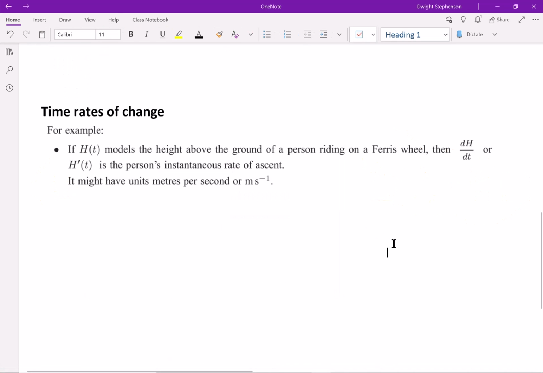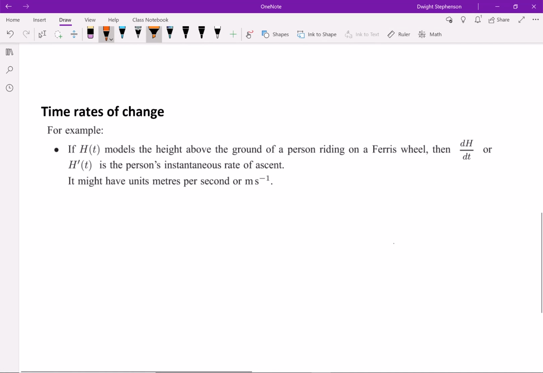Okay, the first kind of rate of change we're going to talk about is time rates of change. This means that something is changing as time changes, right? So we could imagine if we had some function h of t that modeled the height, and let's specify units in meters above the ground, of a person riding on a Ferris wheel. Then dh/dt will represent the rate of change of the person's height with respect to time, right? And so what we need to know is what t is measured in. Let's say t is measured in seconds.